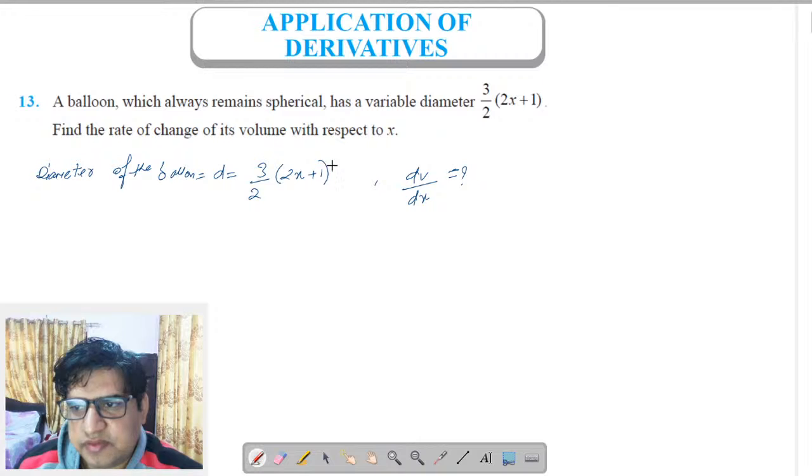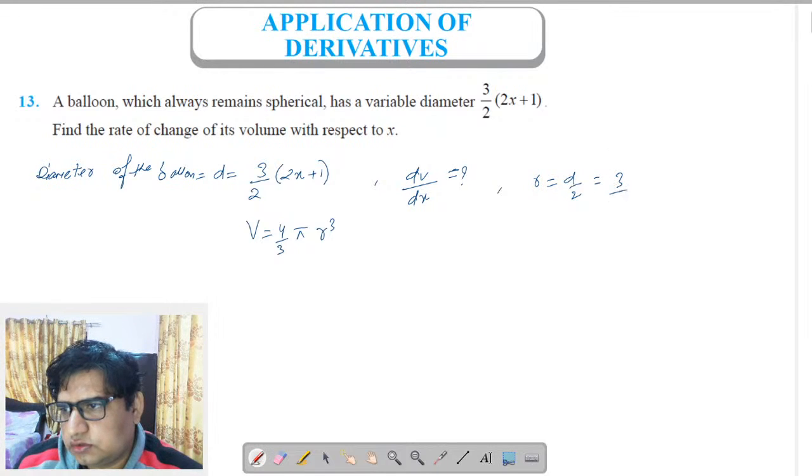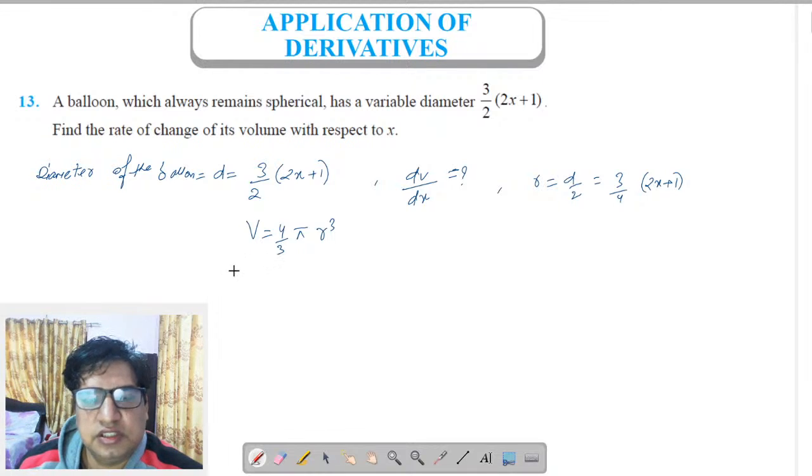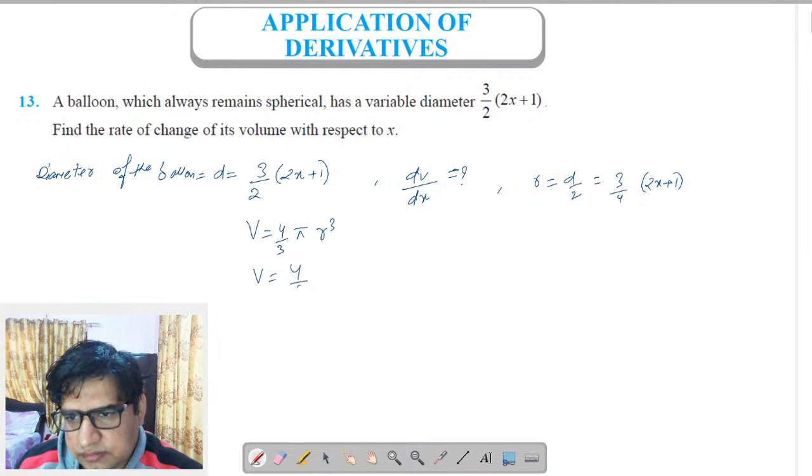Okay, so we will put in the values, and as we know the volume of the sphere is 4/3 pi r cube. And we know r is equal to d by 2, so that will be equal to 3/4 (2x + 1). Okay, and we'll substitute the value of r into the volume. So V is equal to 4/3 pi times 3/4 (2x + 1) whole cube.